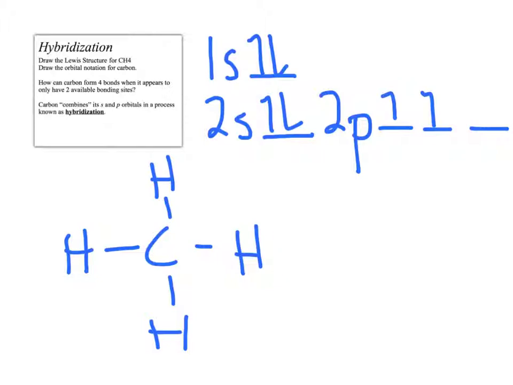So the question is how does carbon end up forming these 4 bonds when each of these bonds is sharing a pair of electrons? How is it doing that sharing? Where is the sharing coming from? It looks to me like we have a spot right here and a spot right here.